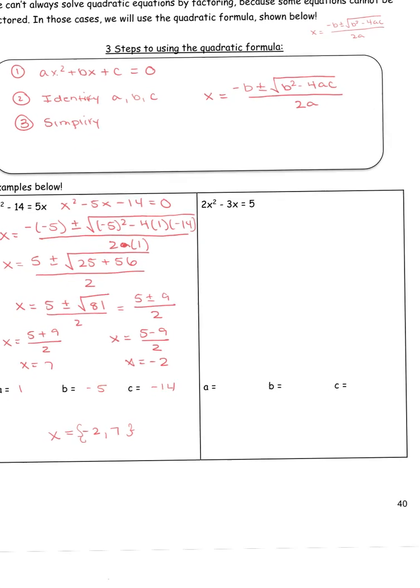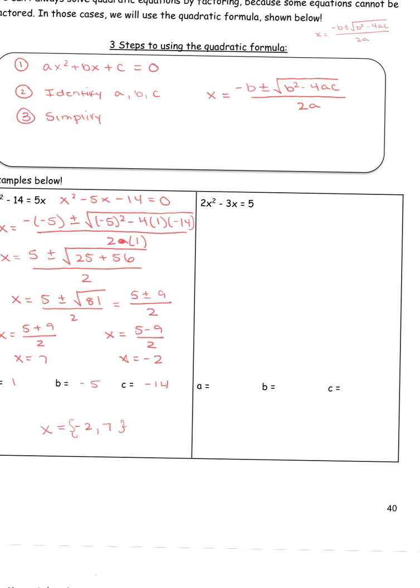So looking at 2x squared minus 3x equals 5. Again, we have to make sure it is in standard form, so we want our equation set equal to 0. We're going to move our 5 from the right side to the left by subtracting 5 on both sides. So we end up with 2x squared minus 3x minus 5. We identify that our a is 2, our b is negative 3, and our c is negative 5. Then from there, we're just going to plug it into the quadratic formula.